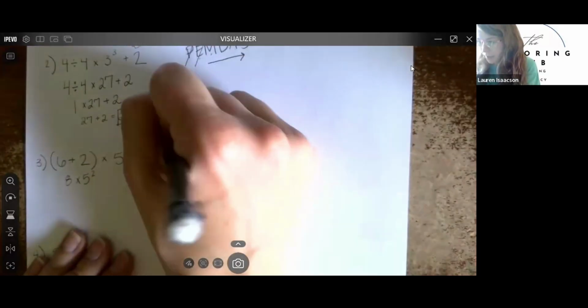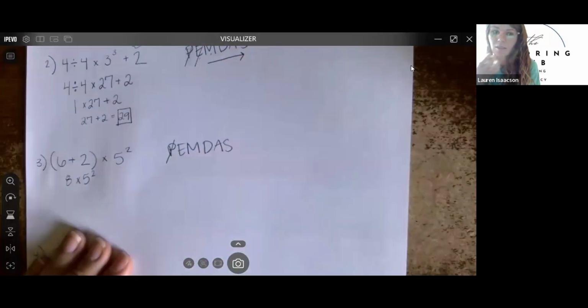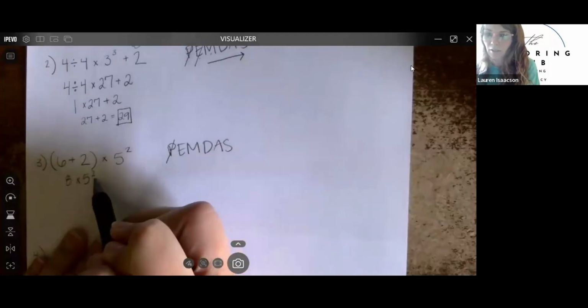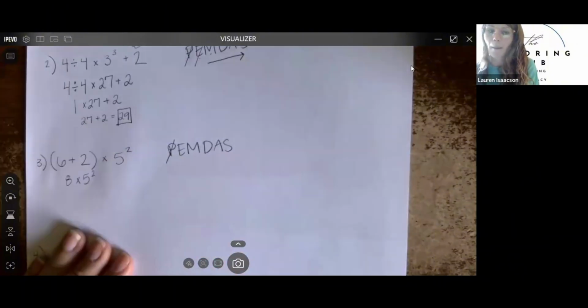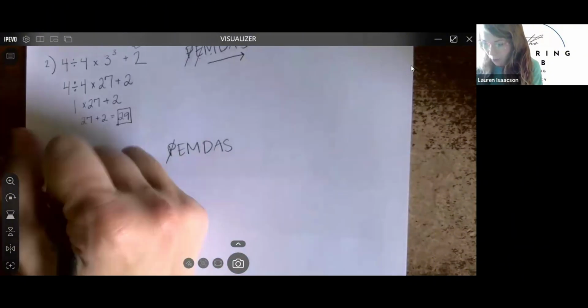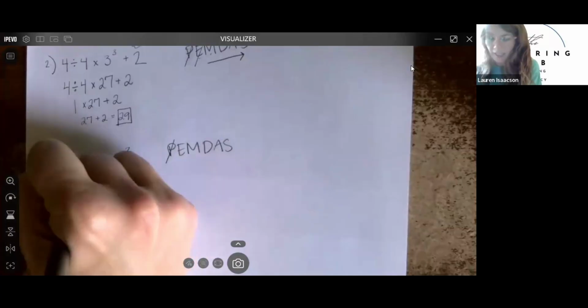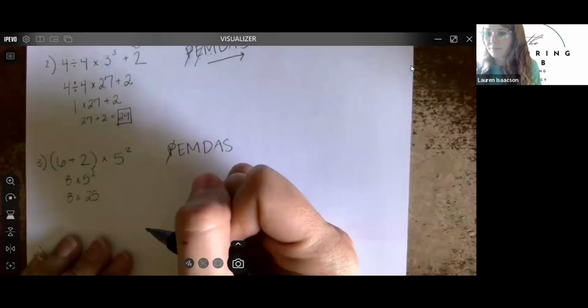So we did our parentheses. Now, do we have any exponents? I see an exponent right here, 5 squared. So this is 5 times 5. What is 5 times 5? If you said 25, you are correct. So I'm going to write 25, and then we're left to just multiply. 8 times 25. Okay?